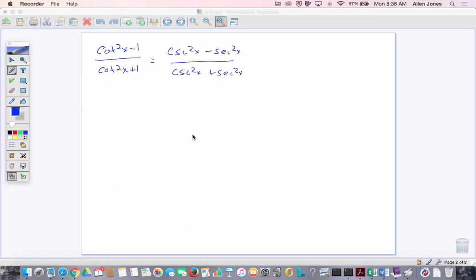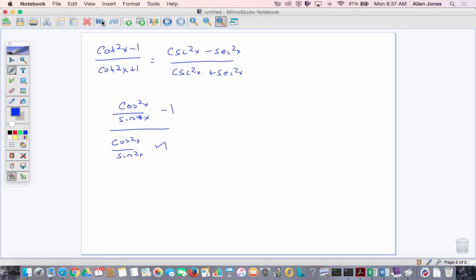Okay, you'll notice I have the same problem up here a second time because I do want to show you something that we term advanced factoring. So I'm going to start out the same way. I'm going to rewrite the left-hand side as cosine squared over sine squared, changing my cotangent, minus 1, and cosine squared over sine squared plus 1.